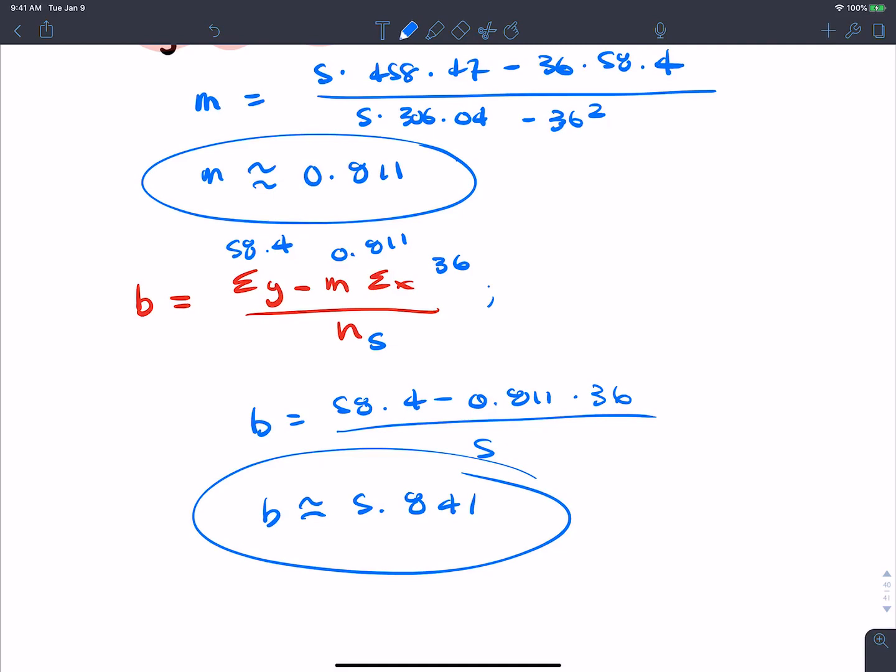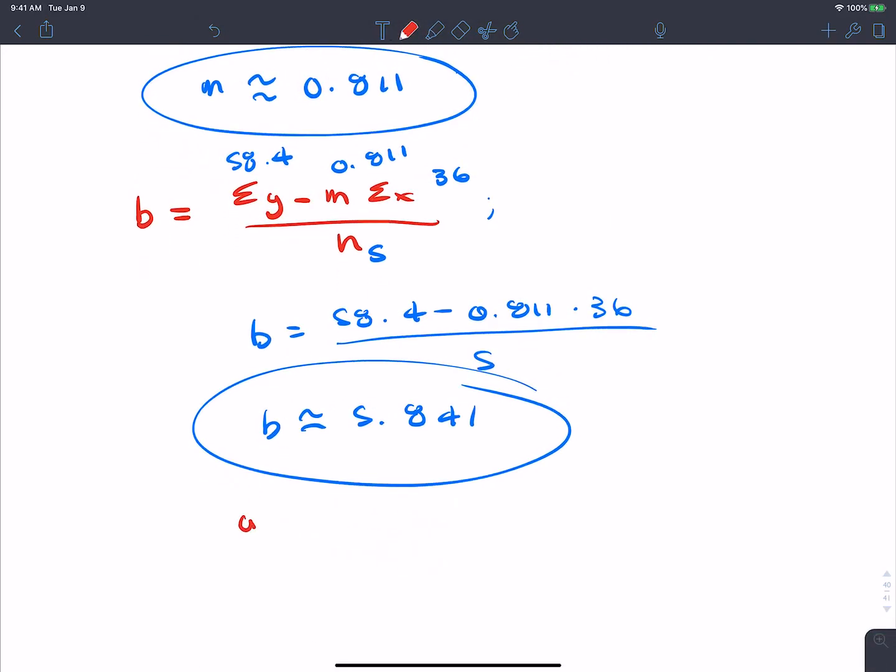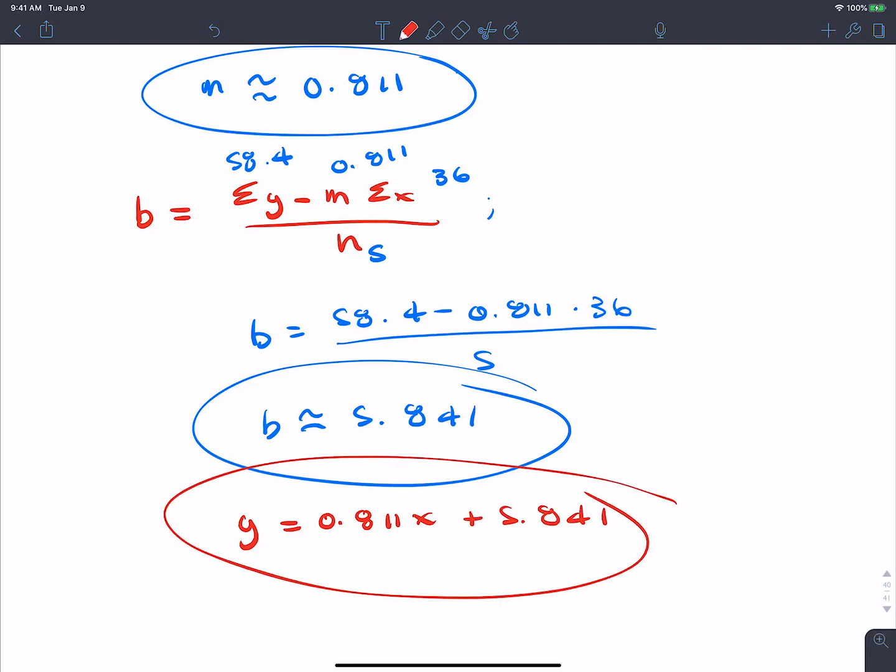All right. So, ladies and gentlemen, let's write this final answer down here. I'm going to put that in red here. That line is 0.811x plus 5.841. This is the best fit line, also known as the regression line. Okay, best fit, regression line, that's what this is. So, did you guys write this down? Because I'm about to go back to that page here. 0.811x plus 5.841.